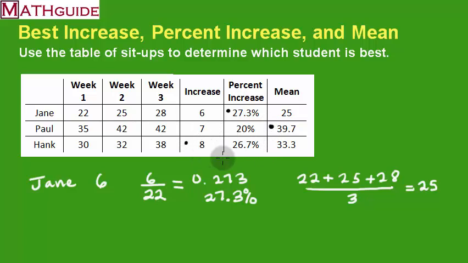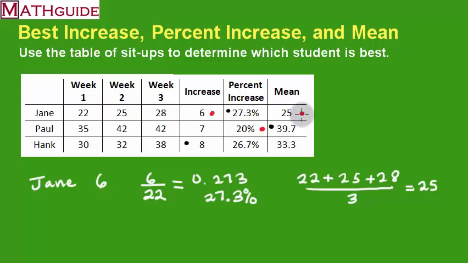So who's the best at sit-ups? It's hard to determine. I guess it depends on which one of these you value most. I could say that the best score we already have outlined. Now the worst score, it looks like this is the worst. Let's see, which one's the worst when it comes to the percent increase? We have this one, and it looks like this is the worst here.